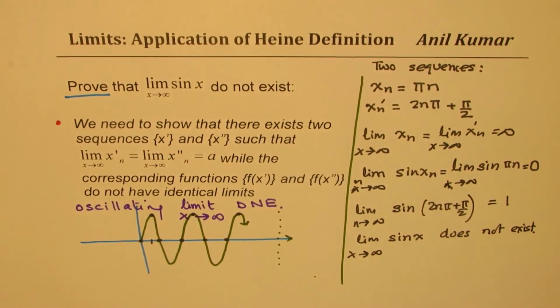Is that clear? So for solving or proving such limits, what we could do is take two sequences and then show that the limit for the function with those two sequences is not the same. If that is the case, then the limit does not exist. So I hope the concept is clear to you.